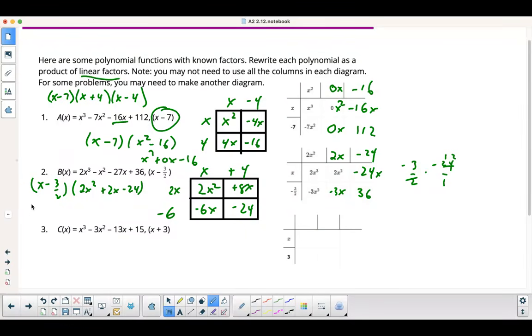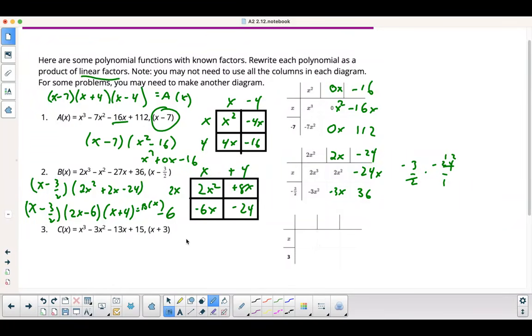So now I got it. I got x minus 3 halves times 2x minus 6 times x plus 4. There it is. And that's equal to b of x. And this one was equal to a of x, I guess. So remember, this is your answer. So what are my x-intercepts? You'd have to set each one of these equal to 0. So I think we get negative 4 here. This would be positive 3, and this would be positive 3 halves.